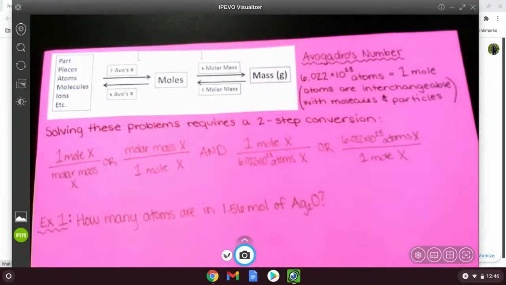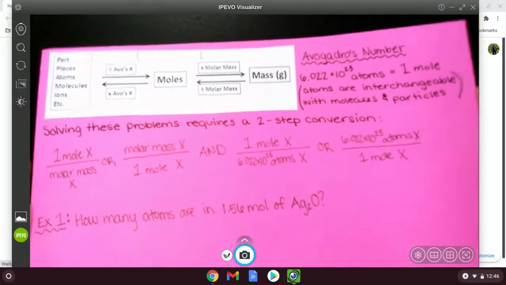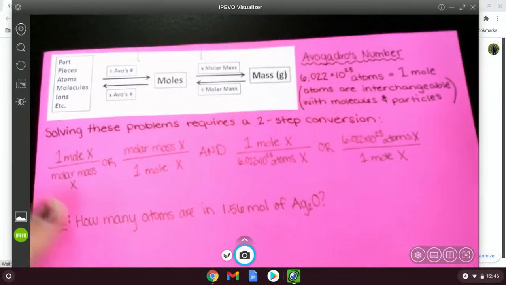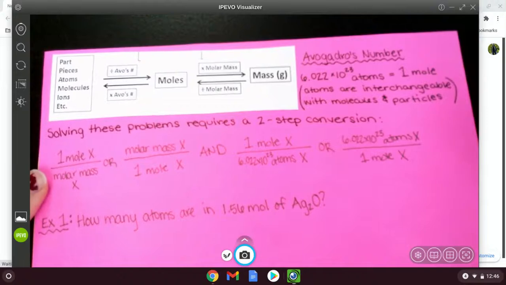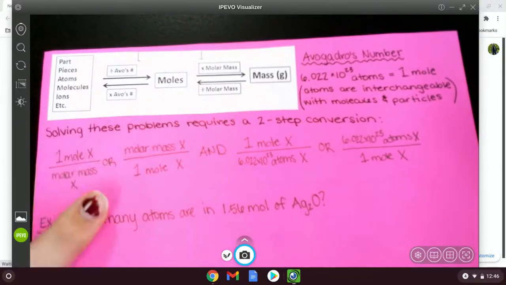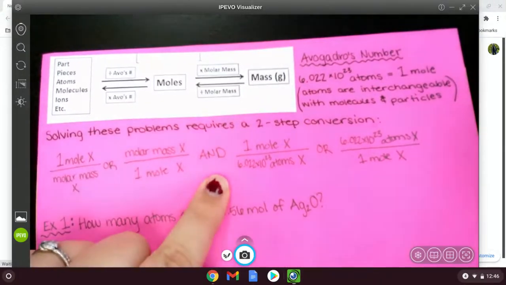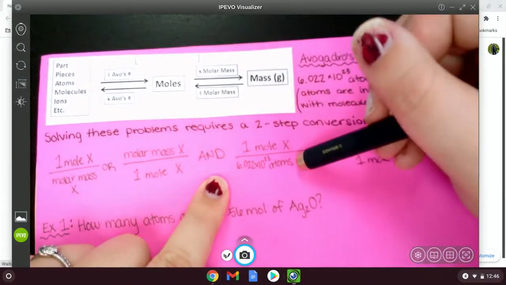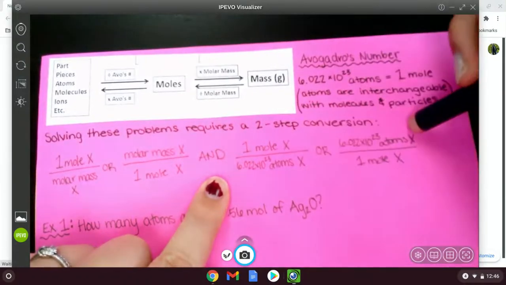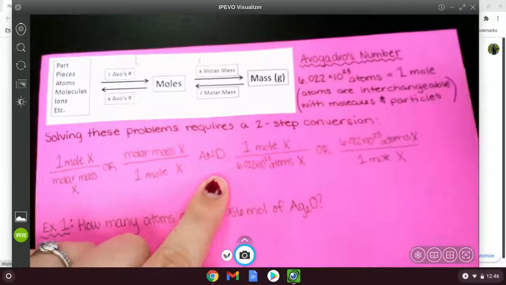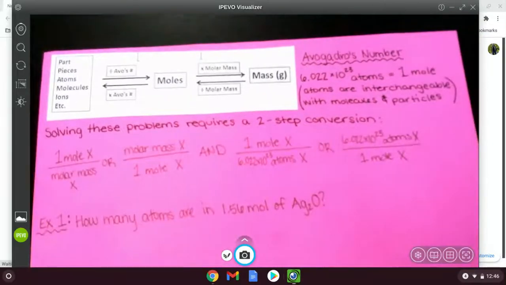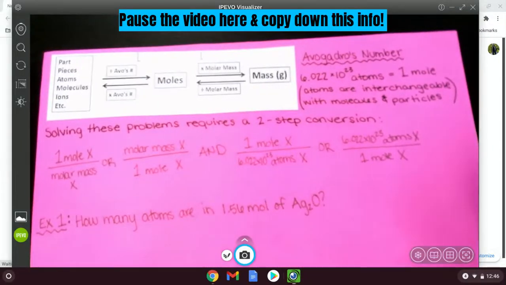These problems require two-step conversions. So you're going to use 1 mole over the molar mass, or the molar mass over 1 mole, and 1 mole over Avogadro's number, or Avogadro's number over 1 mole. Go ahead and pause the video here so you can get all of this information down.